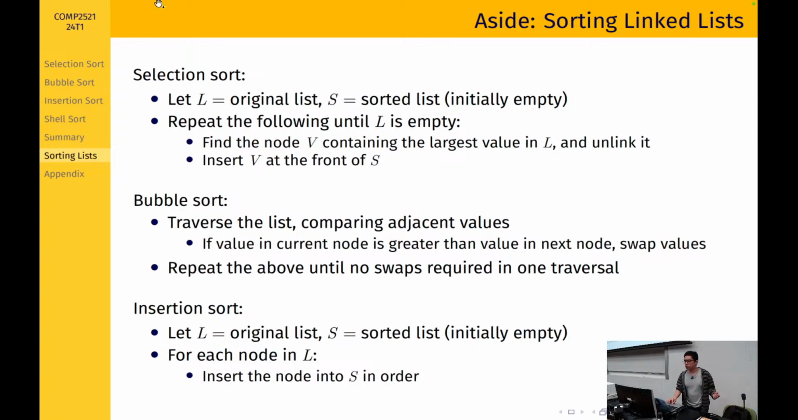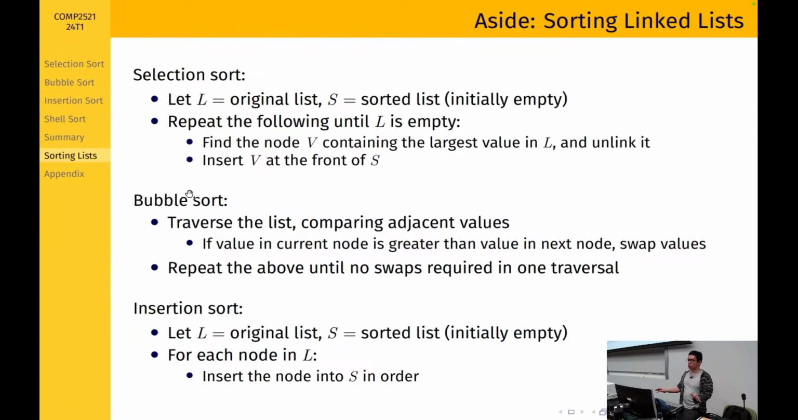So first of all, you create an empty linked list. You go through the original list, find the largest value, insert it at the start of S, your new list. Then you find the second largest element, then you insert that at the start of S, then you find the third largest element, insert that at the start of S, and so on. If you keep doing that, you'll end up with a sorted list. And you can do something similar for bubble sort and insertion sort.